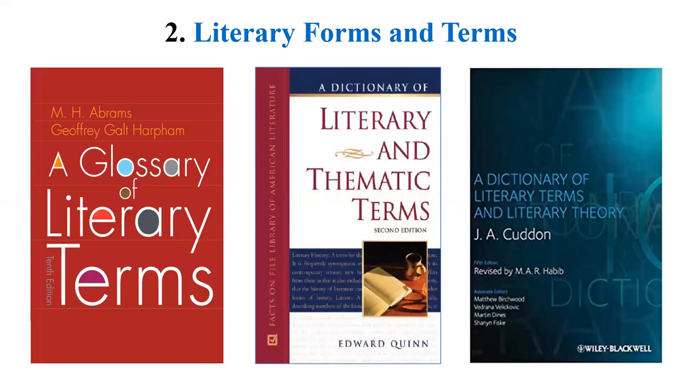For literary forms and terms, we have M.H. Abrams' A Glossary of Literary Terms, now edited and expanded by Geoffrey Galt Harpham. Then we have Edward Quinn's A Dictionary of Literary and Thematic Terms. And the most significant book of all the 3 is J.A. Cuddon's A Dictionary of Literary Terms and Literary Theory, now revised by M.A.R. Habib. This is the one book that you should possess, if you want to immediately look up a term in literature.